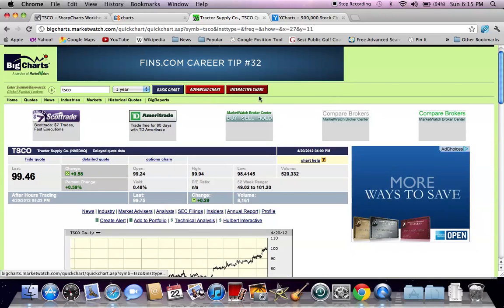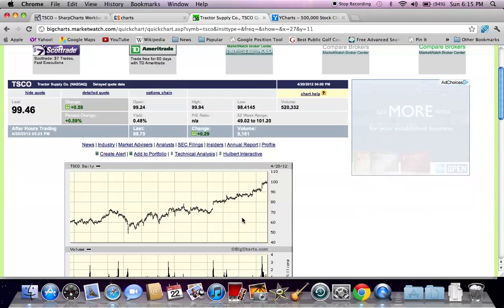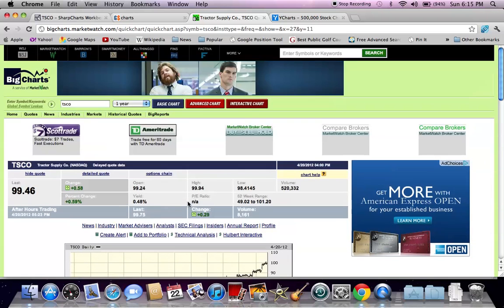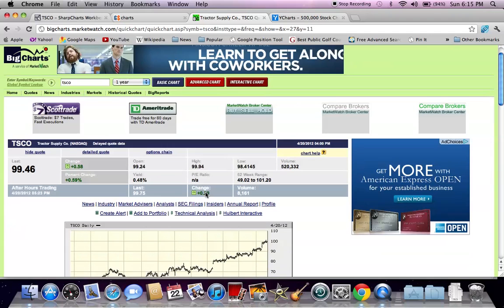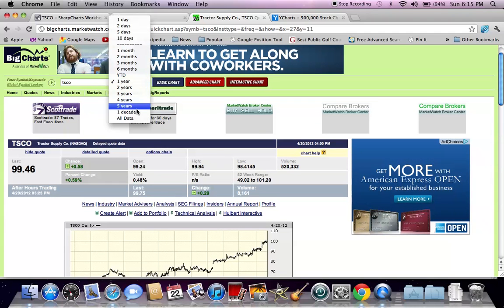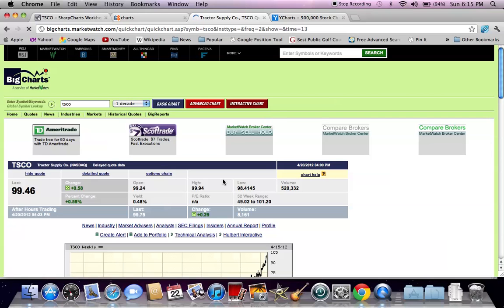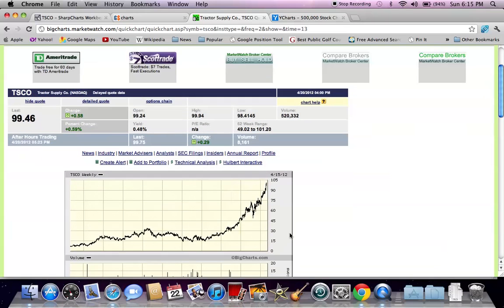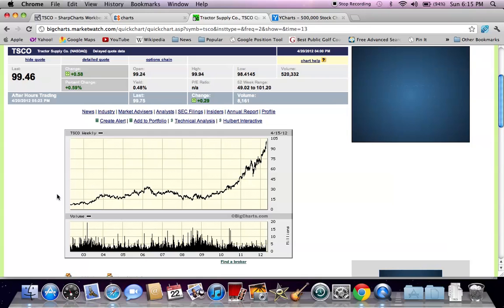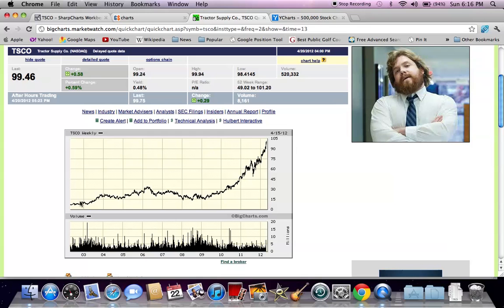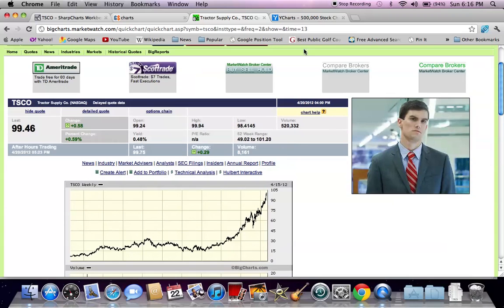So you can go to advanced chart or interactive chart and add more stuff, but I rarely use big charts. Every now and then when I want a longer term chart, like a decade chart, I'll go here. This is something that stockcharts.com and GoGo charts does not have. They don't have the decade long chart. But this is important when you're a long-term investor to look at a full decade of what a stock has done.